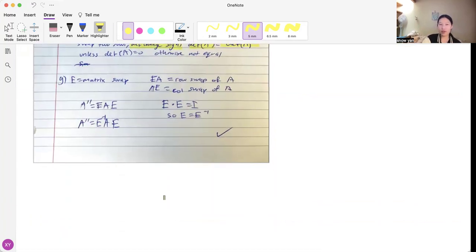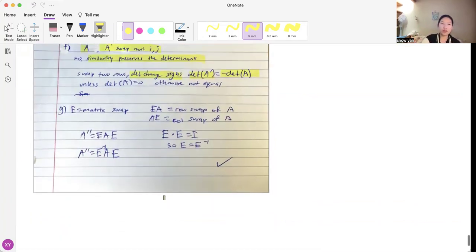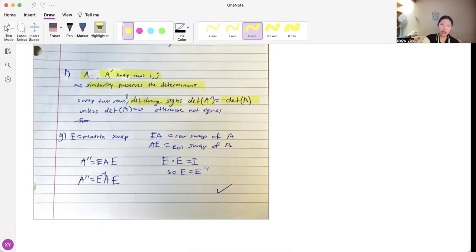We can essentially still think of the same idea. Earlier, when we swapped rows, it's essentially multiplying by a matrix, right? It's a Gaussian elimination technique. So we think of E as a swap matrix. If we put E in front of A, we're doing a row swap, and if E is at the back, it's going to be a column swap. So A prime prime is just equal to EAE. We do a row operation on the front and on the back.